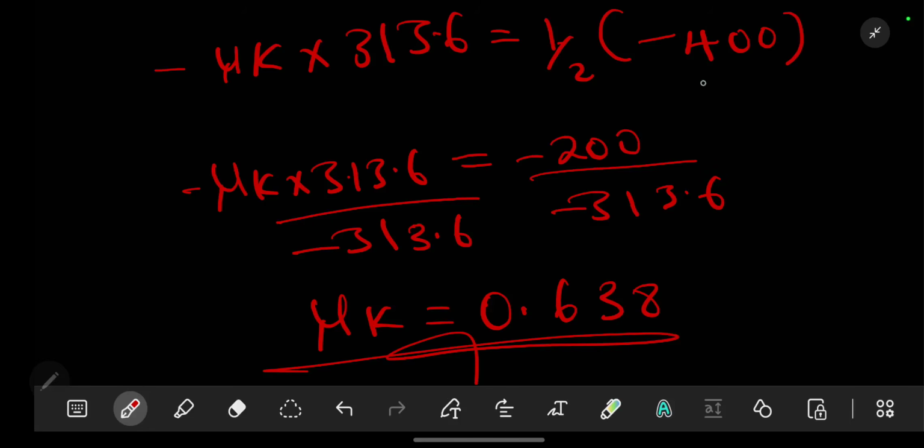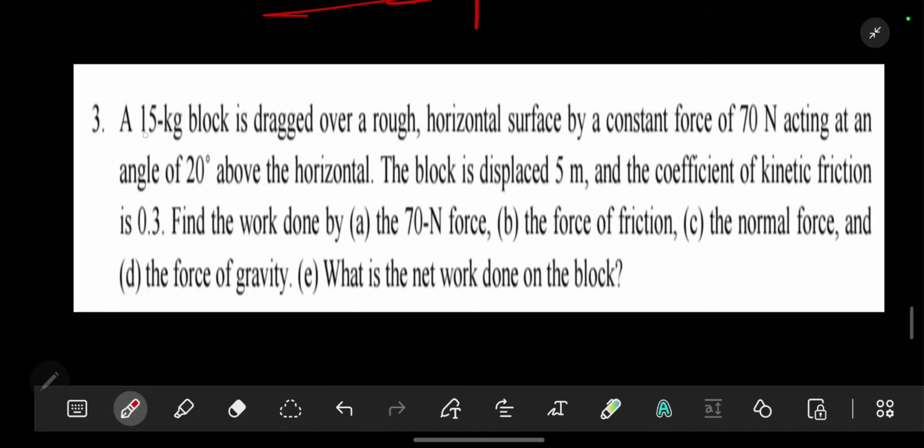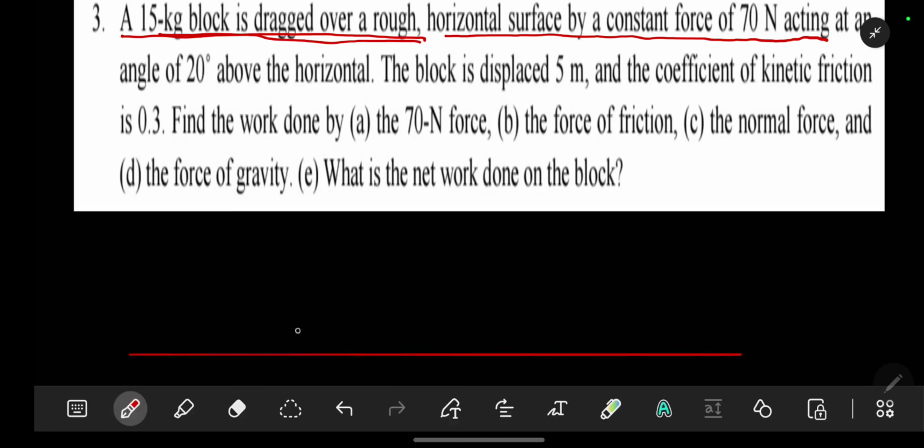Let's look at our last problem. We are not going to answer this, but it's the exact same question with just a change in values. A 15 kg block is dragged over a horizontal surface by a constant 70 Newton force acting at an angle of 20 degrees above the horizontal. So this is what we have. We have something like this.